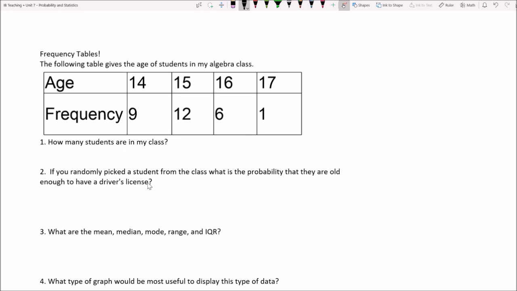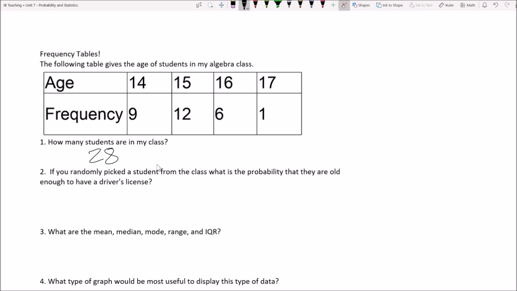So let's try to answer the questions as given. The ages of the students are 14, 15, 16, and 17. No 13 or 18-year-olds in algebra this year. We have 9 14-year-olds, 12 15-year-olds, 6 of them are 16, and we have one person who's 17. How many students are in the class? That's pretty easy. We just add up all the frequencies. 9 plus 1 is 10, plus 12 is 22, plus 6 is 28. 28 students in the class.